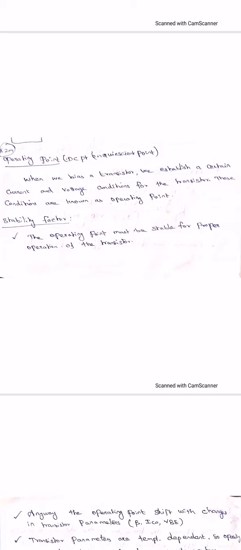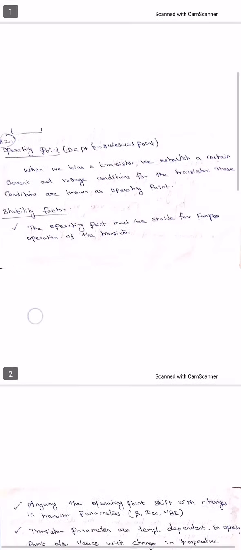Next one, stability factor. The operating point must be stable for proper operation of the transistor. So the first point is that the Q point must be stable. It should be in any one of the regions, that is active region, cutoff region or saturation region. Then only does it become proper operation of the transistor.